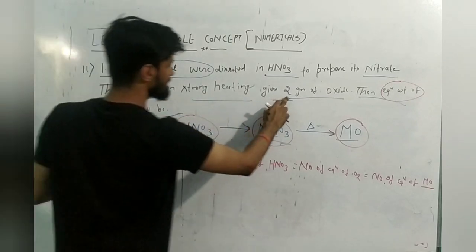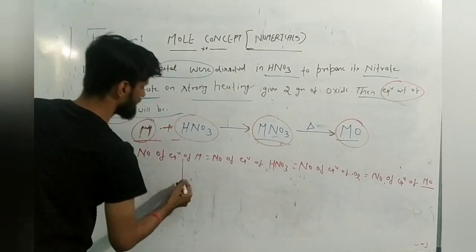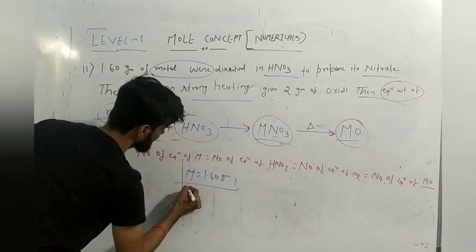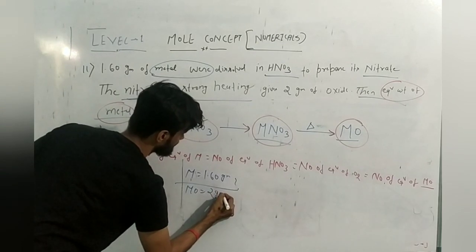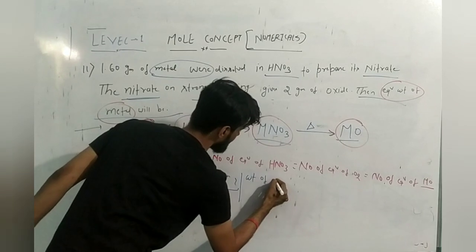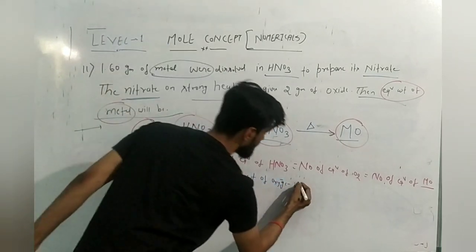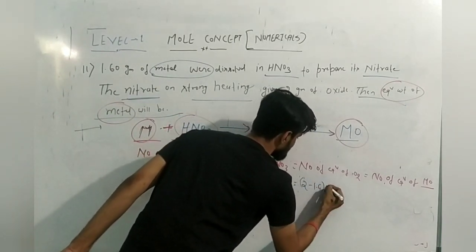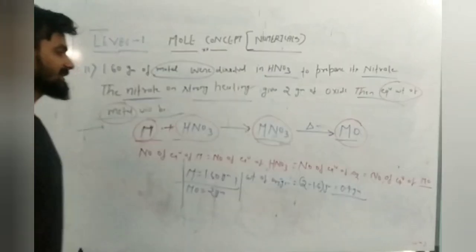The question is giving 2 gram of oxide and 1.6 gram of metal. The weight of metal was 1.60 gram, and you are getting metal oxide, where the weight of oxide is equal to 2 gram. So you can calculate the weight of oxygen, that is equal to 2 minus 1.6 gram, that is equal to 0.4 gram. Now you have calculated the weight of oxygen.